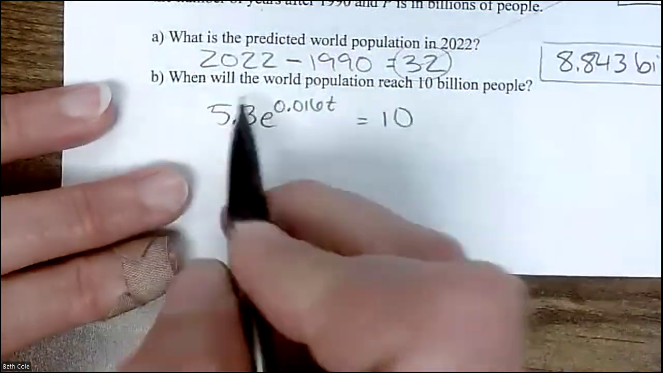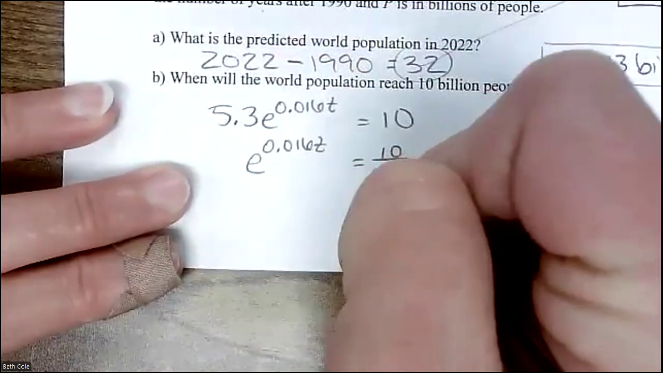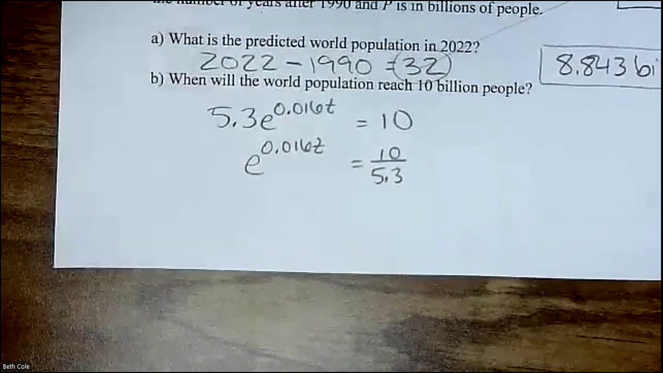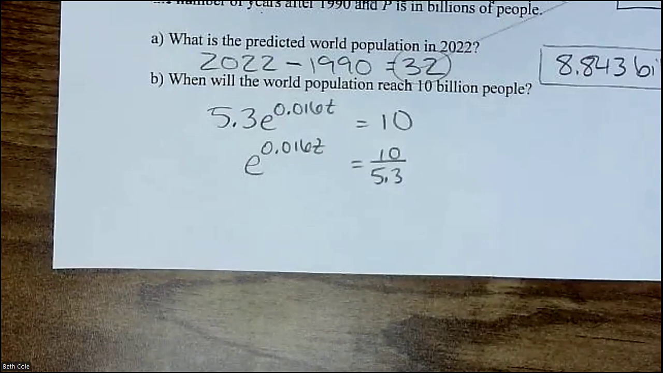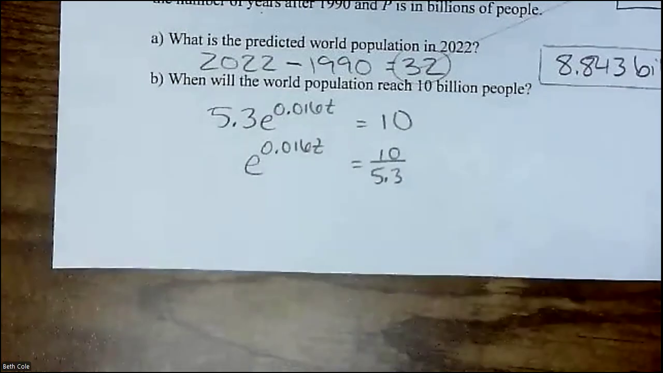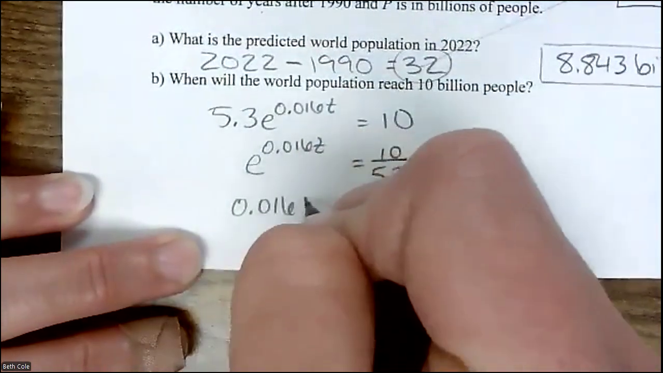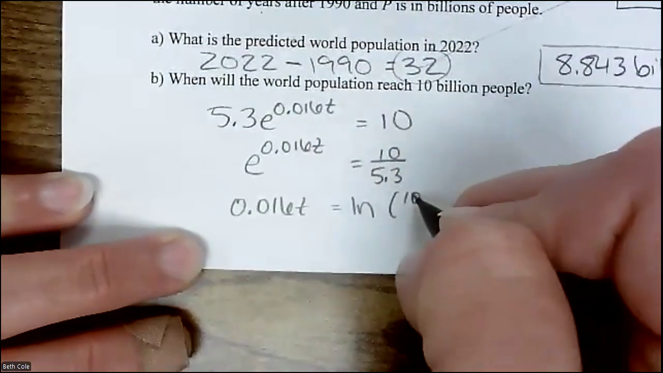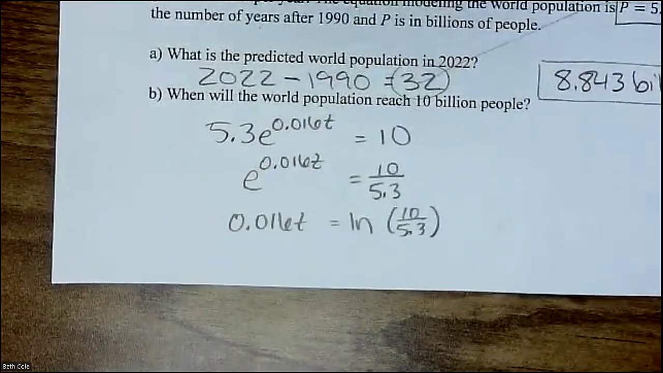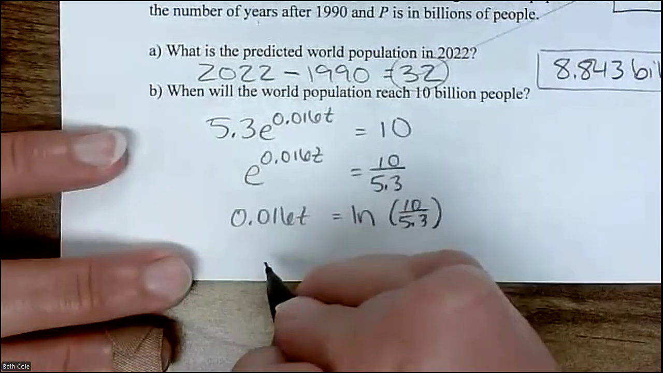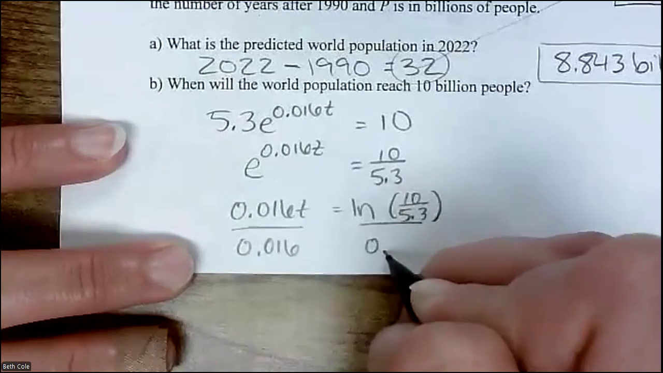So your first step, how would you move over the 5.3? Yeah, divide. And guess what? I'm going to just leave it like that. You don't really want to reach for the calculator until the very end. Like wait until the very end to type the whole thing in, right? Then what? How do you get rid of e? ln. So ln of whatever that is. And then what's the last step? Divide by. Yeah, divide by that.